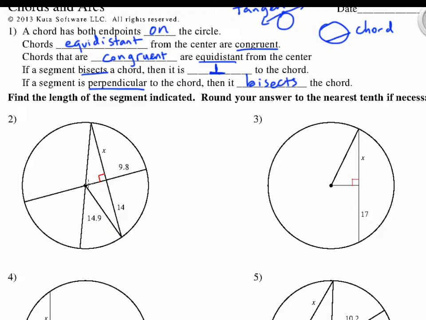We've got some kind of segment here. Here is a diameter, and I'll make the chord in green. Look, this chord has both endpoints on the circle. What does this red thing mean? It means it is perpendicular. So if this blue segment is perpendicular to the chord, which it is, then we know it bisects the chord, so we could put a tick here. If it bisects, then x must also equal 14. X equals 14.